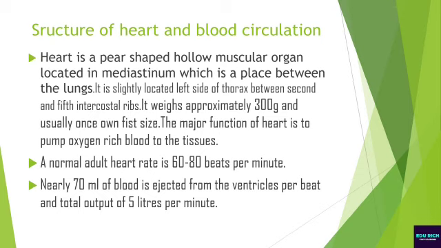How many ribs do we have? We have 12 ribs. The heart is pear shaped and slightly triangular, with the base at the top and the apex at the fifth rib. The approximate weight of the heart is 300 grams. That means one's own fist size: a child of 12 years has a heart the size of his own fist, and a 40 year old man will have a heart the size of his own fist. This is the meaning of one's own fist size.